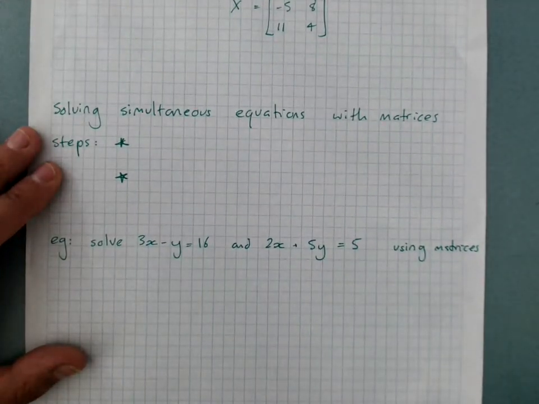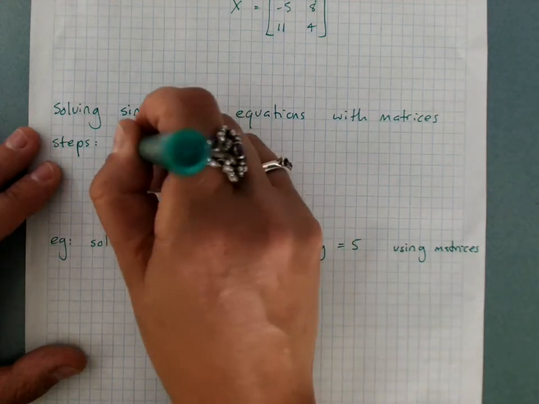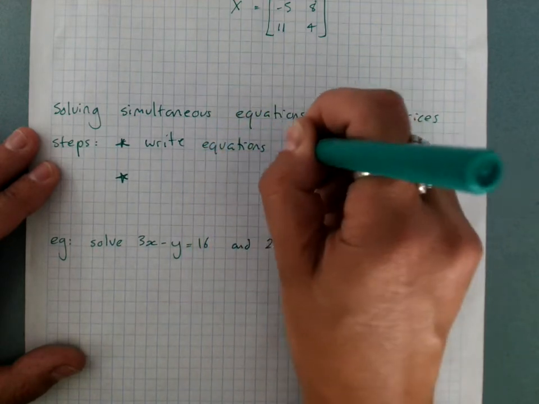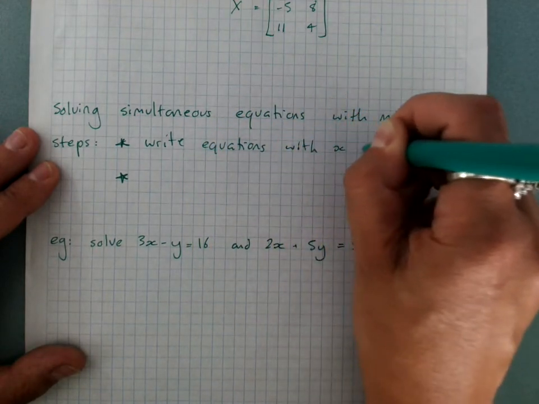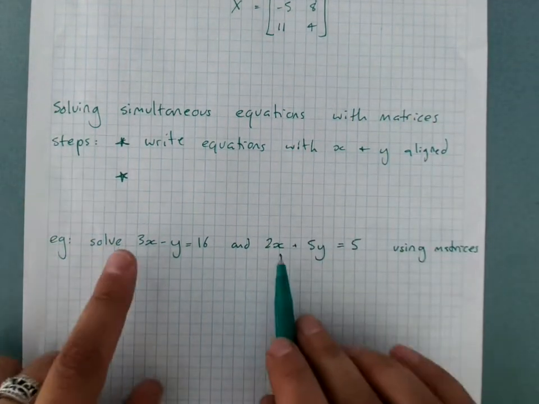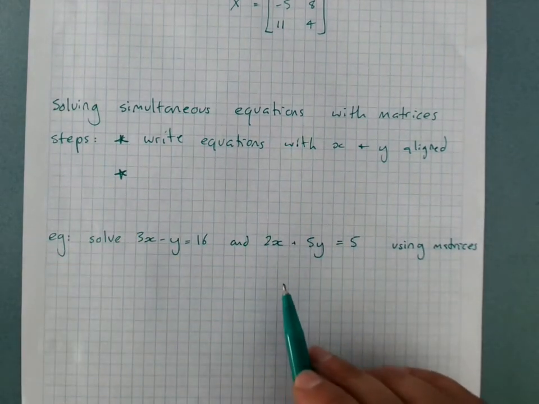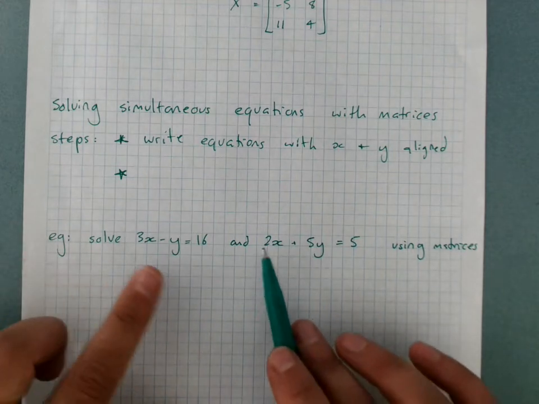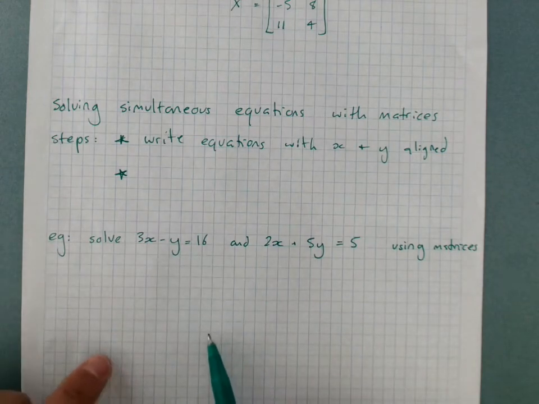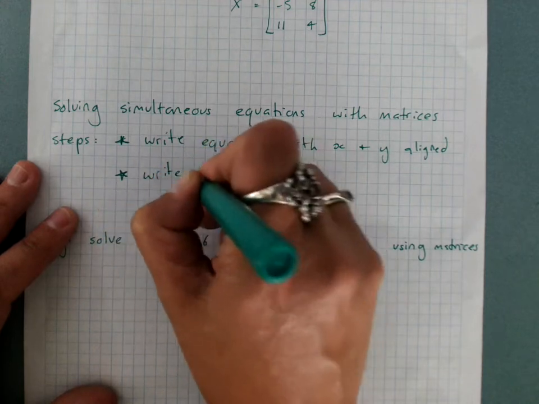The steps that you follow: write the equations with the x's and the y's aligned. What that means is the x's, the y's, the equal sign, and the answers all have to line up. Sometimes you might need to rearrange an equation to be able to do this. It has to line up. I'll show you what I mean when we get down here. And then we write this in matrix form, and I'll show you how.